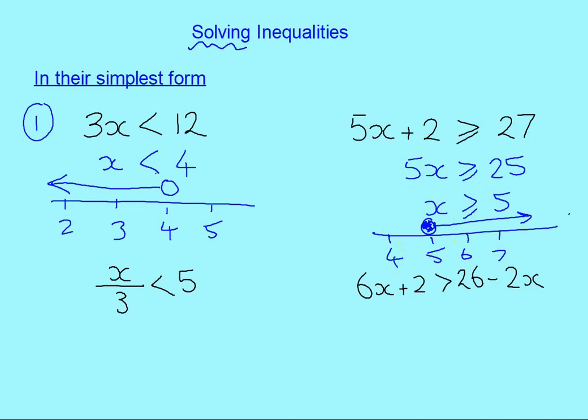Division, nothing to worry about. So let's call that one 2, let's call this one number 3. We're going to times by 3 to both sides, giving us x is less than 15. And this one is a two-step equation, so number 4, two-step equation.